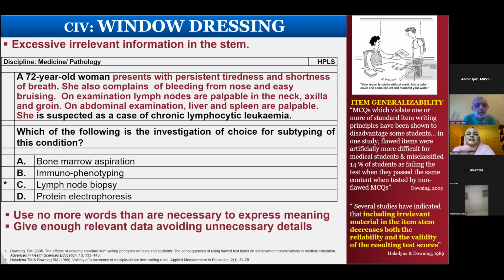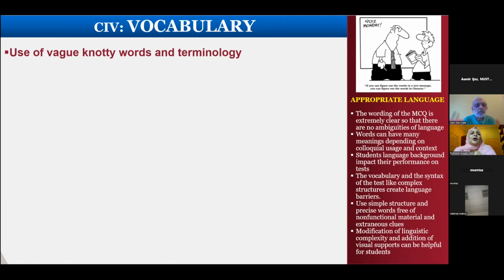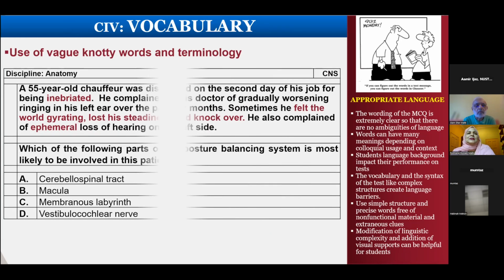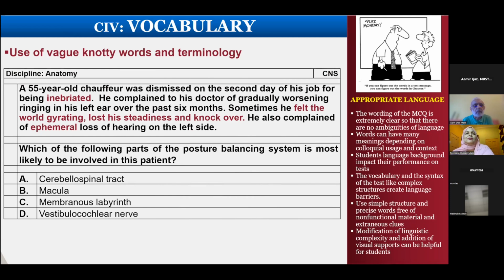Use no more words than are necessary to express meaning. Give enough relevant data. Avoiding unnecessary details is the way to go about. Vocabulary: use of vague, naughty words or terminology. Naughty words are those which have too many knots, and the people have to disintegrate them to find out what the word means.